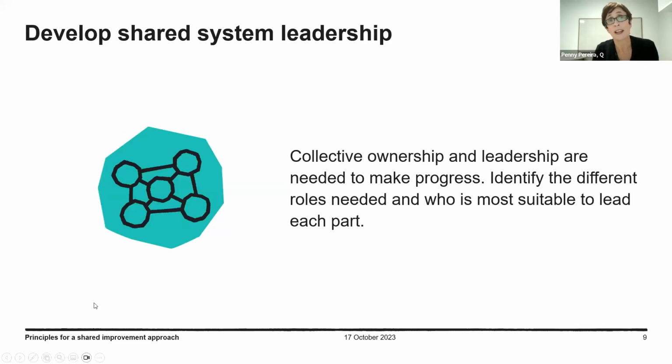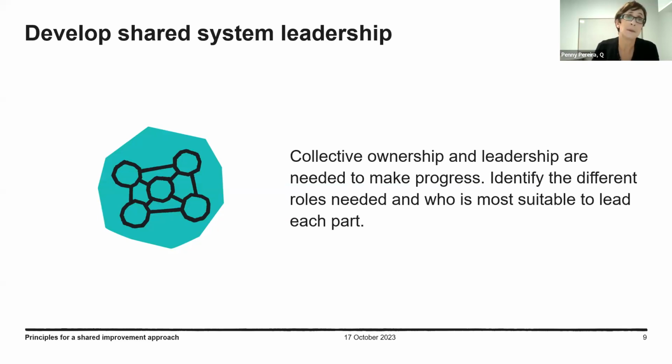Our fourth principle recognises that the idea of shared improvement methods won't translate into much unless there's some collective ownership and leadership that forms around it. This is not about one organisation or team doing this. There are improvement leaders at every level of the system, so identify the different roles needed to develop and make a success of a shared improvement approach, and who is most suitable to lead each part.